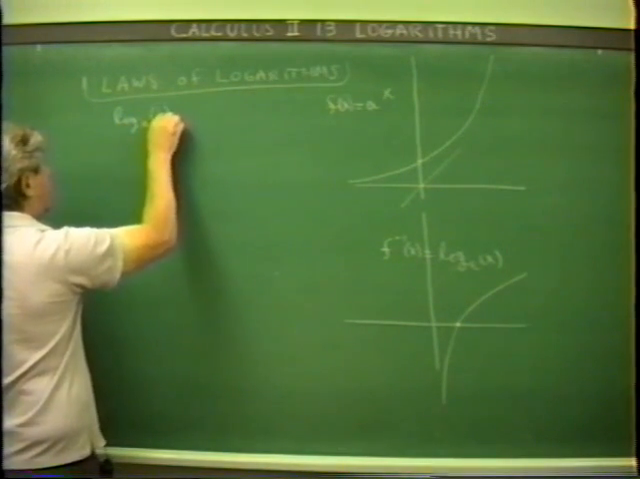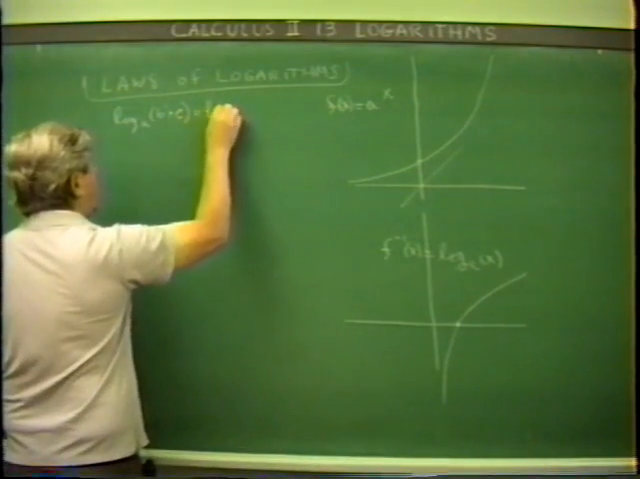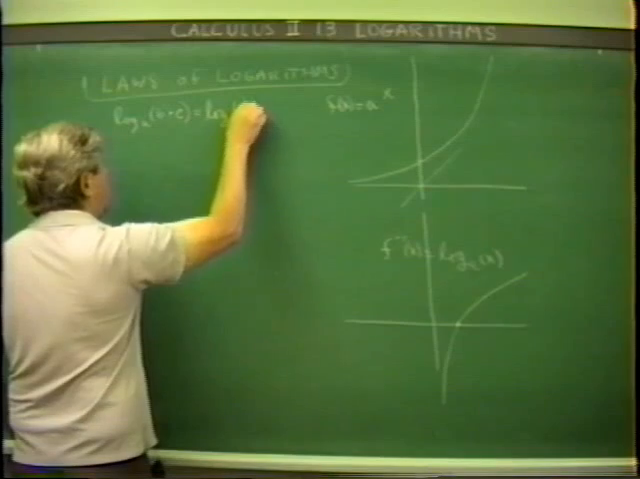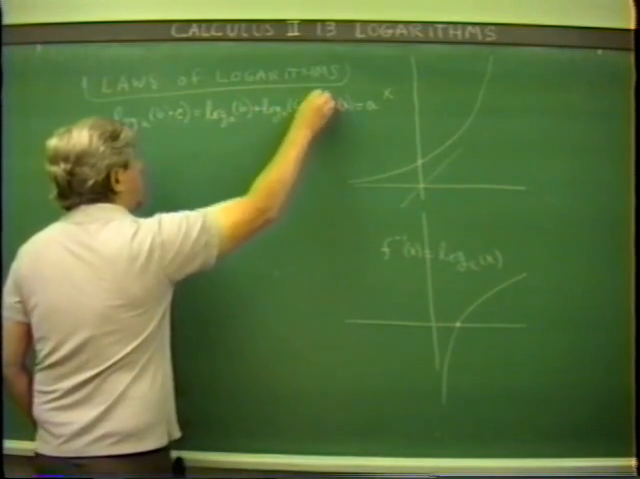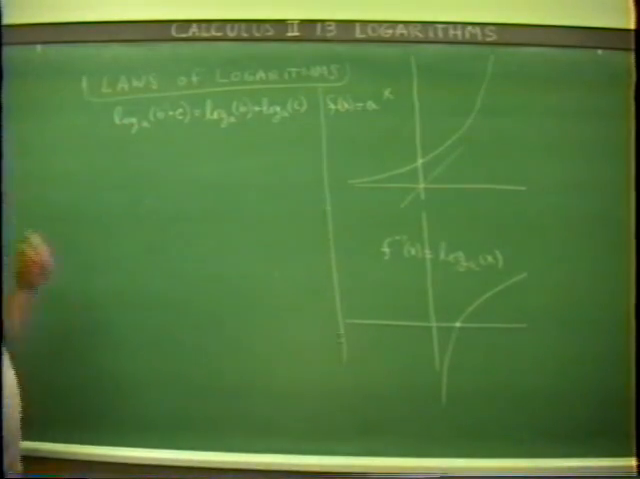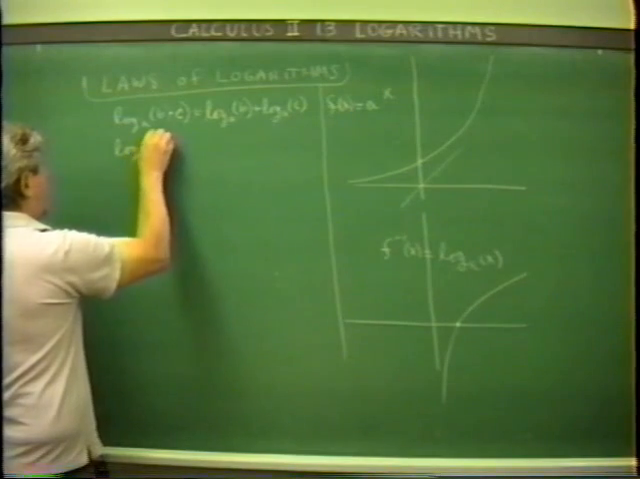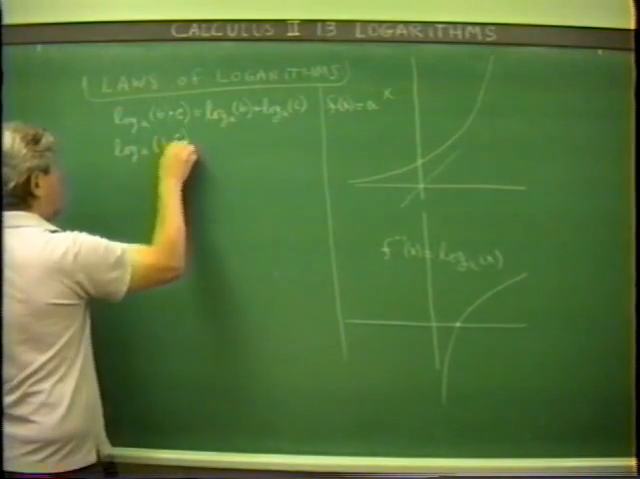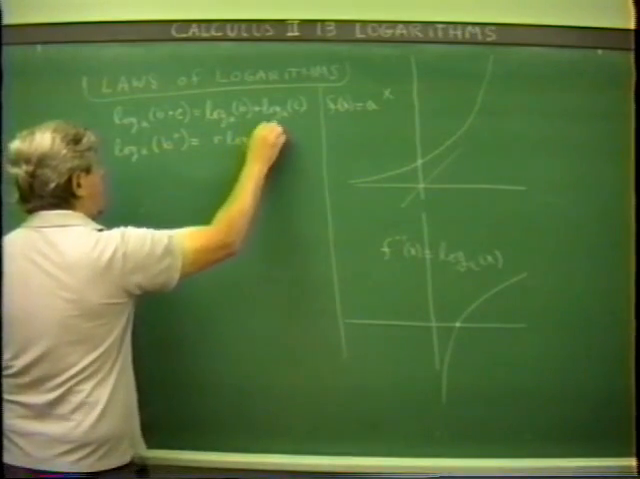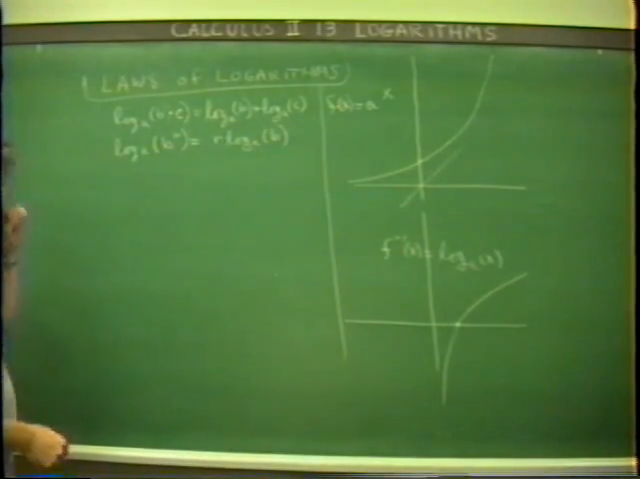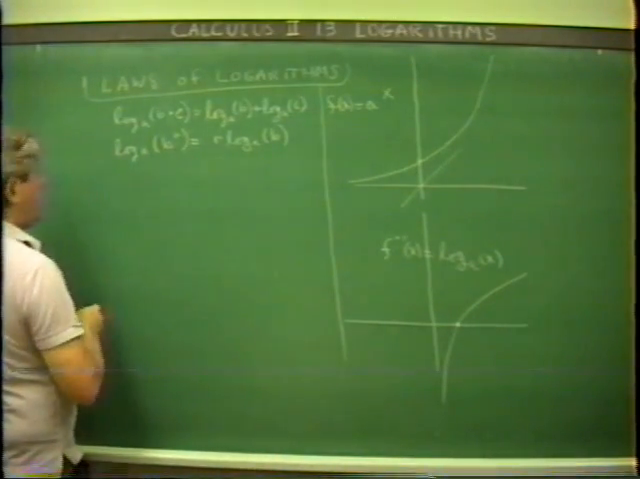The log to the base a of b times c is equal to the log to the base a of b plus the log to the base a of c. The log to the base a of b to the r power is equal to r times the log to the base a of b, where r is a rational number.